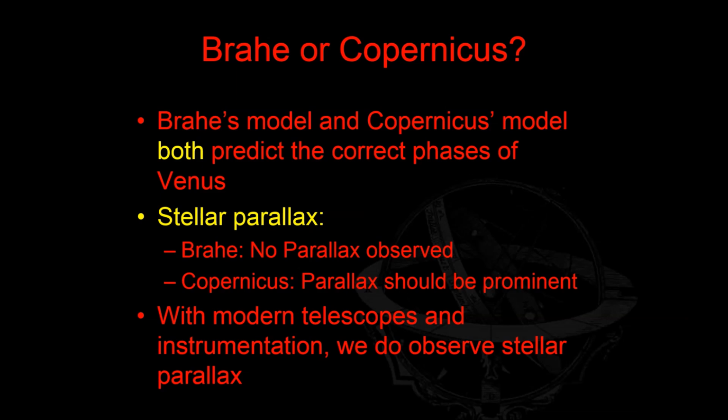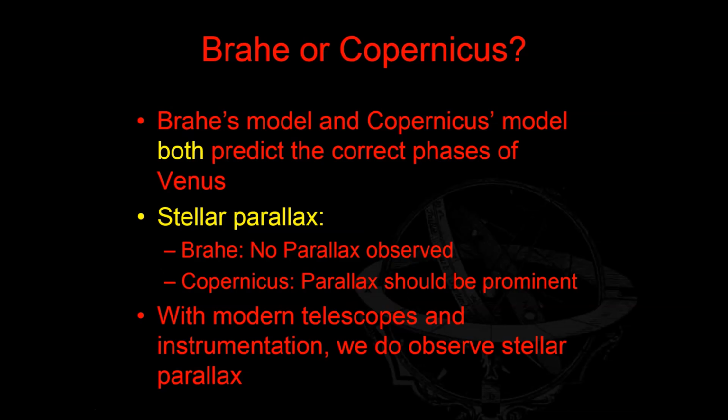And part of the support for Tycho Brahe's model was that we didn't need something called stellar parallax. Now, in the Copernican model, we should see this effect called parallax, but not in Tycho Brahe's model, which meant people started to favour the geocentric model of Tycho Brahe, even with its enhanced complexity.